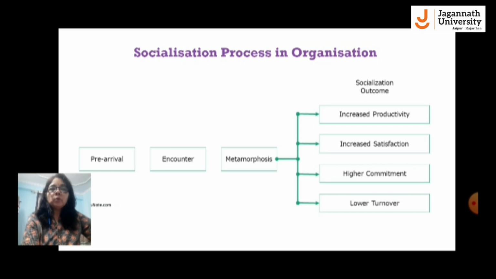So, this is the socialization process in an organization. As we have already discussed, there are 3 stages: pre-arrival, encounter, and metamorphosis. Once these phases are complete, then there are certain outcomes. It may be increased productivity, increased satisfaction, higher commitment, and lower turnover.